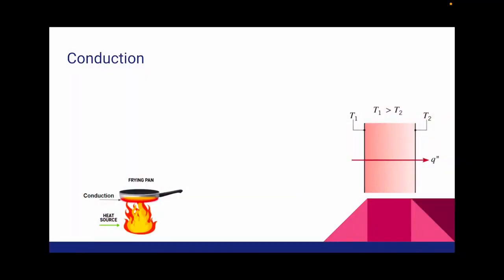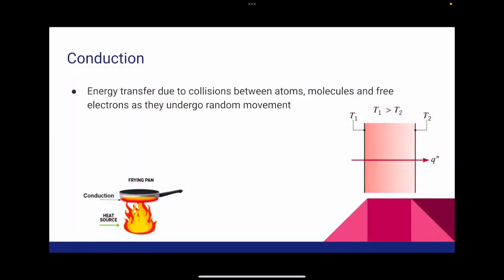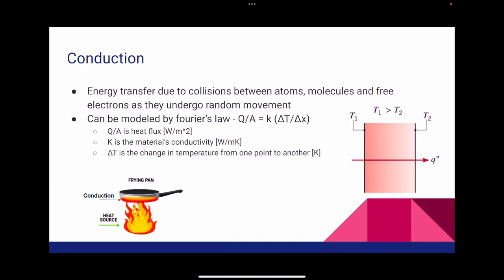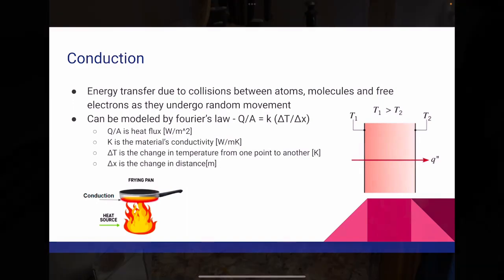The first method of heat transfer that I had to study for my quiz is conduction, and conduction is simply the energy transfer due to collisions between atoms, molecules, and free electrons as they undergo random movement. Conduction can be modeled by Fourier's law. The first part of Fourier's law is heat flux, which is the Q over A part. K is the material's thermal conductivity, which can be found in experimental data. Delta T is the change in temperature, and delta X is the change in distance.